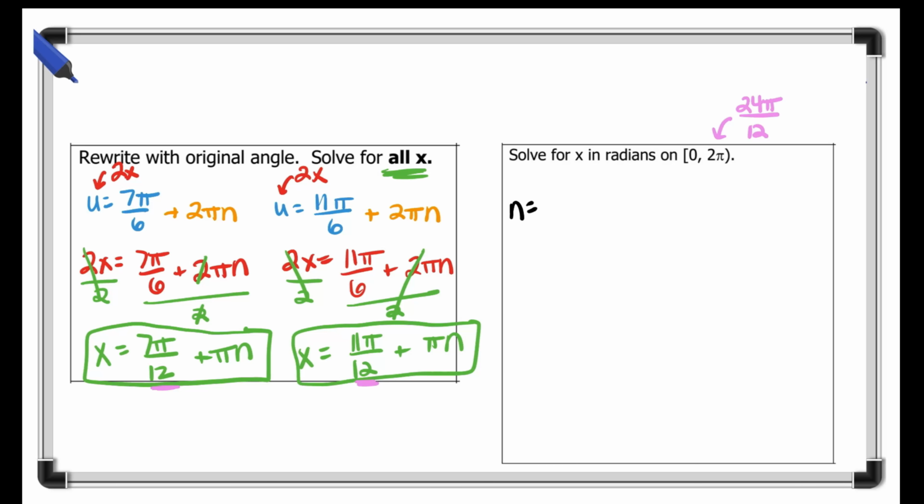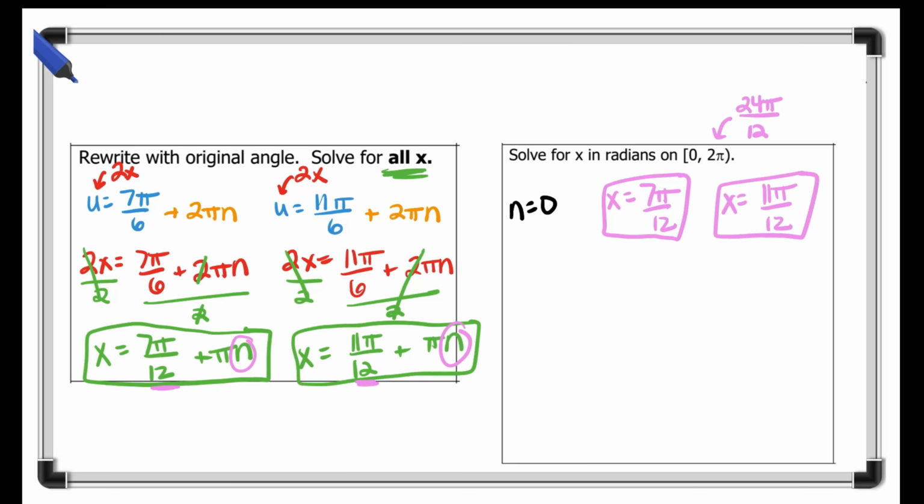When n equals 0, I'm going to plug in 0 for my n's that are here. So the first answer, that just cancels out, so that's 7 pi over 12. And then the second one is 11 pi over 12. So those are two angles here.